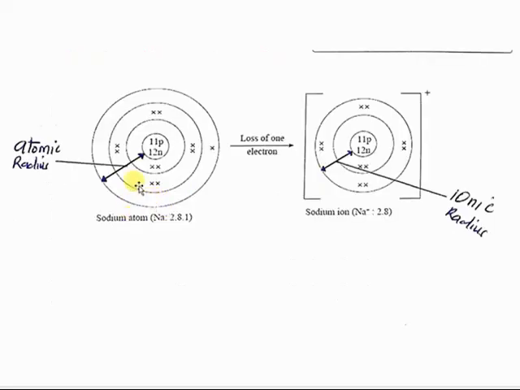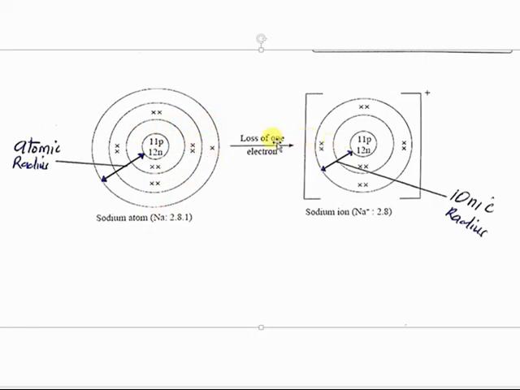This is the sodium atom and this is the sodium ion. So the ion is formed after losing one electron. So let us count the number of energy levels of the sodium atom. This is the nucleus. So it has 1, 2, 3. So we have 3 energy levels.